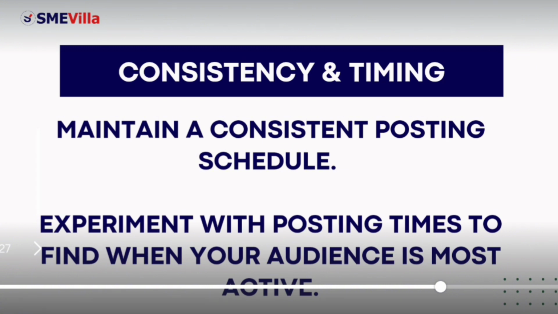Then experiment with posting times to find when your audience is most active. For instance, you can decide to post as early as 6 a.m., 8 a.m., 10, 12, 1, 2, 3, 6, 7, to know the one that people are engaging with more, to know when people are showing up more, so that you can fix yourself into that timing.